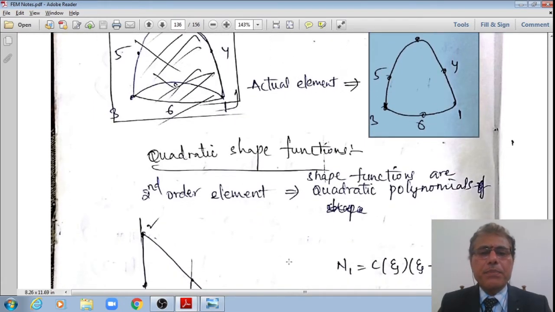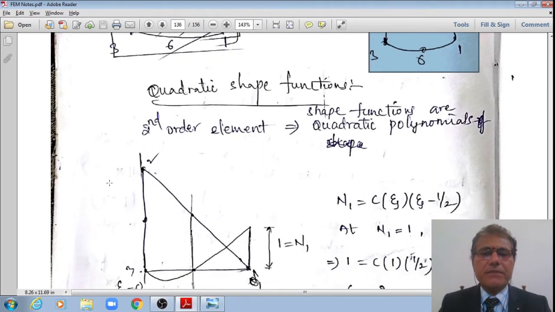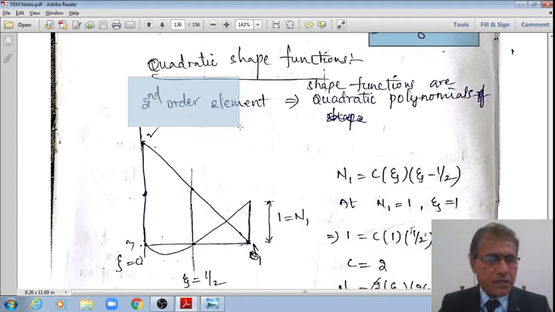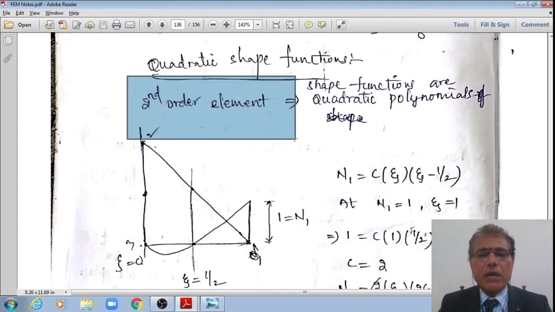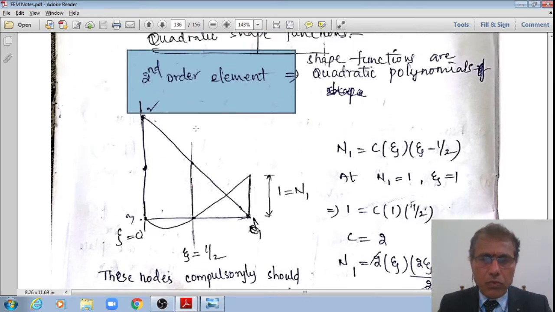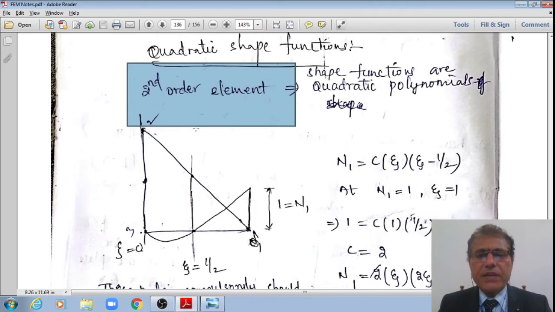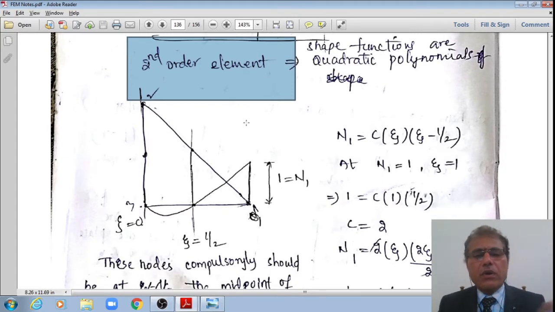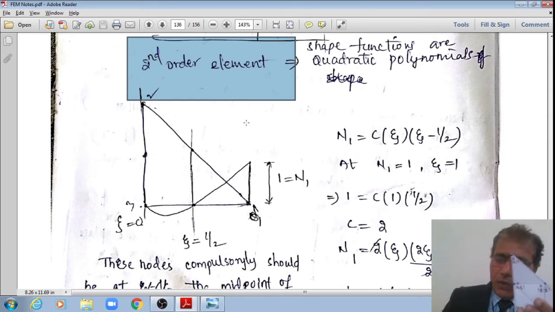Hence I'll be proposing the quadratic shape functions. Sometimes this is called the second order triangular element. Therefore I'll use quadratic shape functions. Now let us move to the derivations of the quadratic shape functions. N1, N2, N3, N4, N5, N6, six shape functions are there. Therefore now first shape function N1.